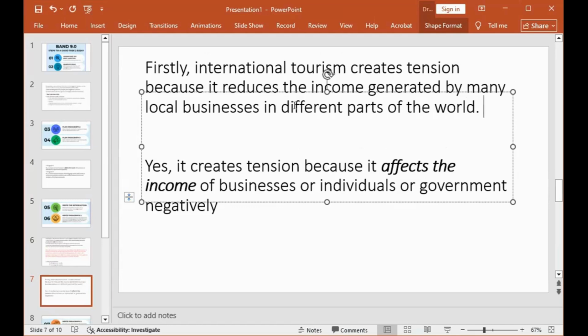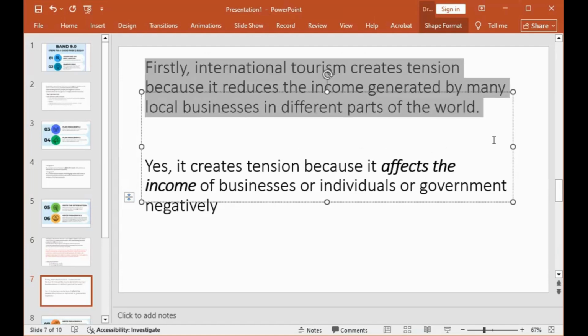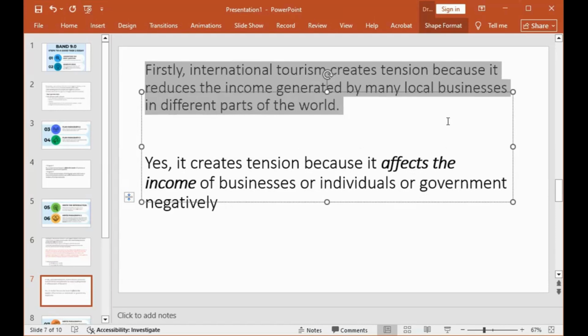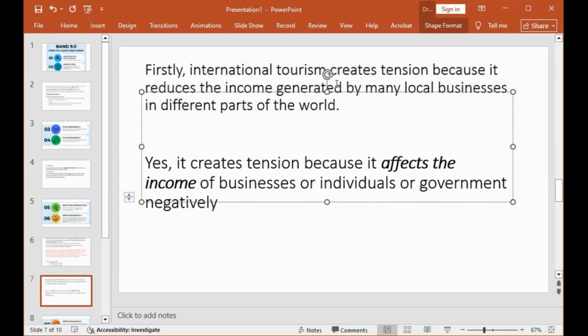Can you see my first sentence, Uchechi? Yes, sir. That's what we call a topic sentence. So when the examiner reads this, the examiner knows that this person wants to talk about the issue of international tourism reducing income. Now, let's look at something very important that we should have talked about since the beginning. This issue of international tourism, what does it mean? What's the meaning of international tourism?